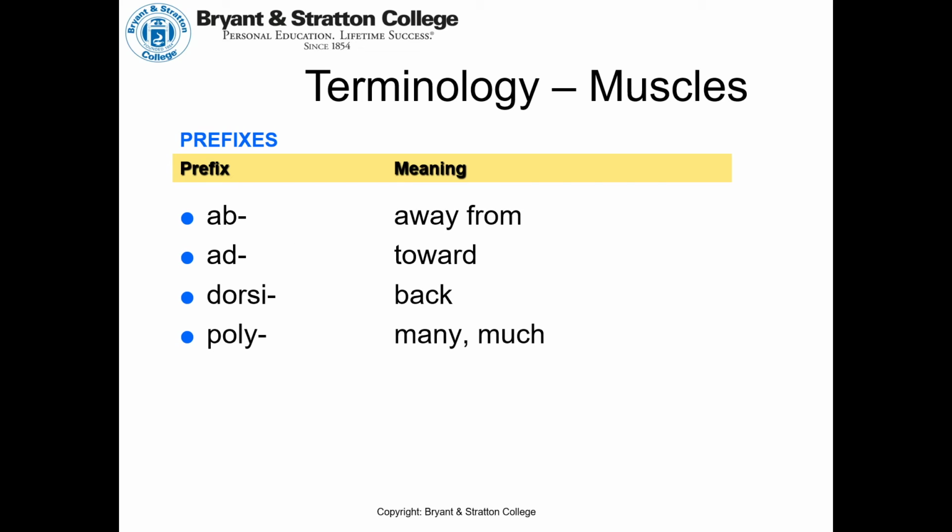Again, we look at terminologies: ab, away from; ad, toward. I exaggerate the ab versus ad because when you say abduction or adduction normally, if you're talking quickly, it's beneficial to ensure that you're communicating your message across effectively. Dorso is back. Poly, another important one. Most people probably already know this, but it just means many.